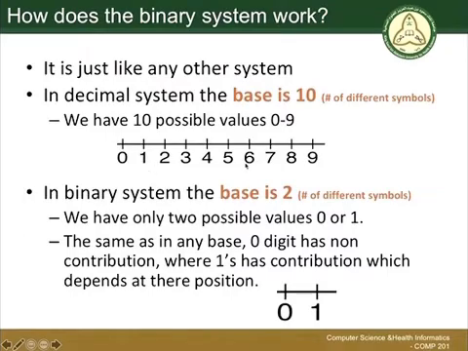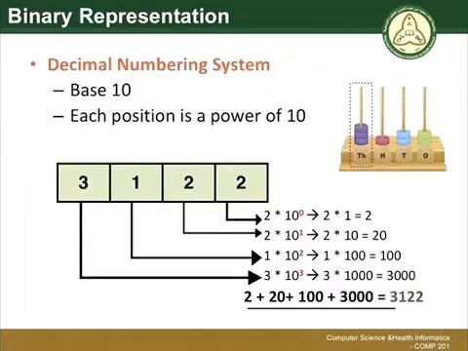In the binary system, the number of unique symbols is 2, and the base is 2. Why? Because we have only two possible values, which are 0 or 1. The same as in any base, the 0 digit has no contribution. So if you add 0 to 1, it's going to give you 1, where 1 has a contribution which depends on the position.